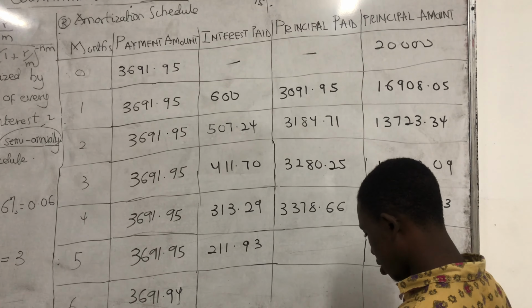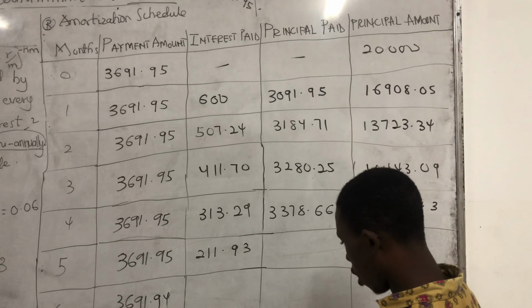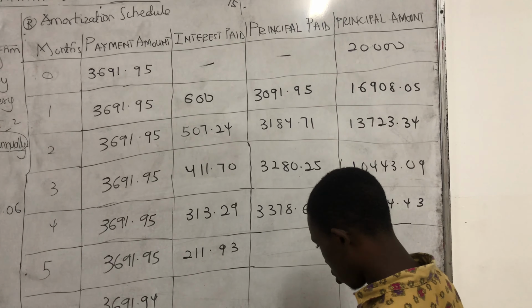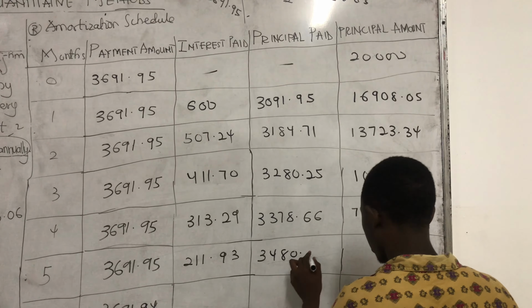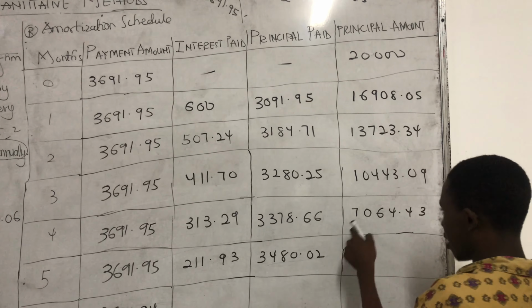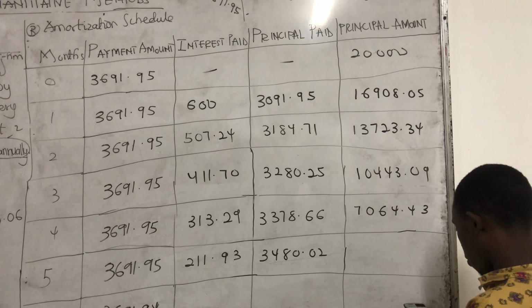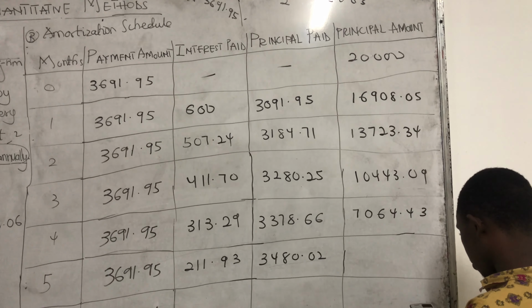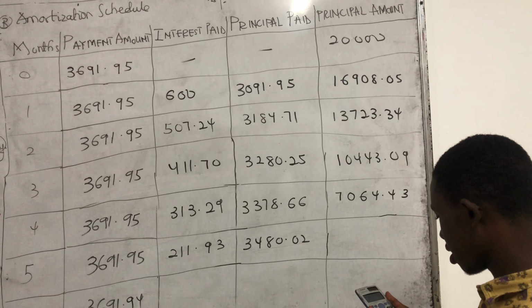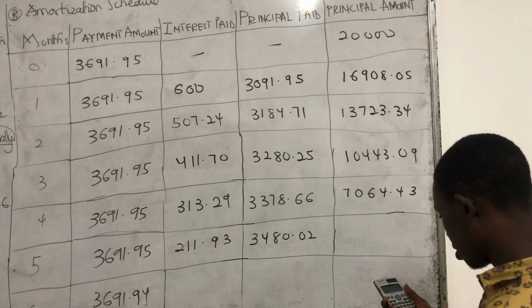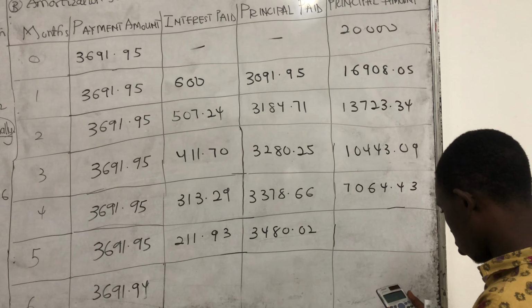So 3691.95 minus 211.93. What are we getting? I'm getting 3480.02. So now 7064.43 minus 3480.02. We're getting 3584.41.